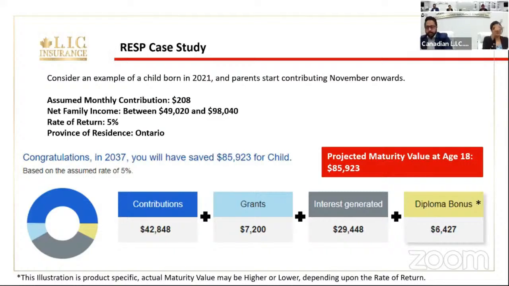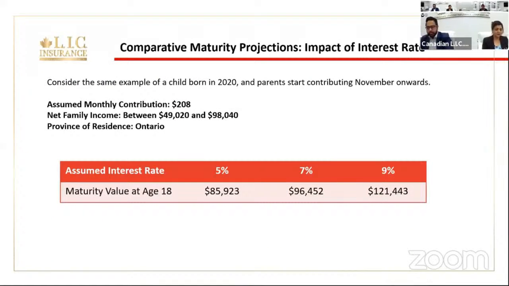But this is definitely not fixed. You can get a better return, or you can get lower returns, depending on how the market and the economy go. So this slide is just an example of a comparative maturity projection.